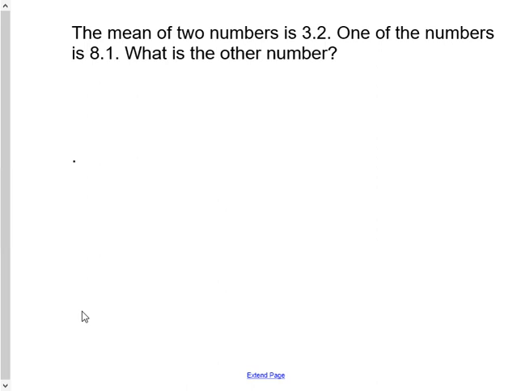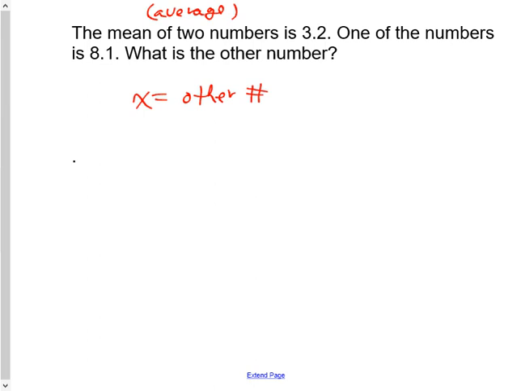All right, these are story problems from section 8.2. The first story problem says the mean, and the mean, of course, is the mathematical word for average, of two numbers is 3.2. One of the numbers is 8.1. What's the other number? So x equals the other number.